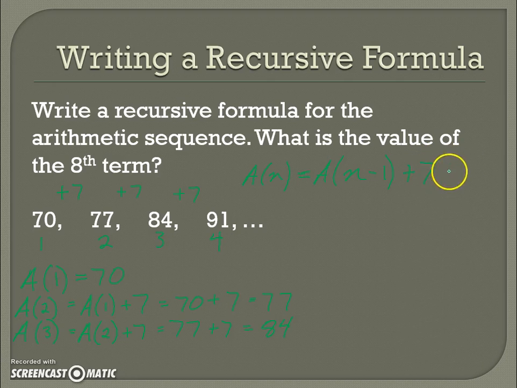And then I would have to say with an initial value, or we don't need to write that. We'll just say where A of 1 equals 70. The thing with a recursive formula is that you have to identify what the first term is.